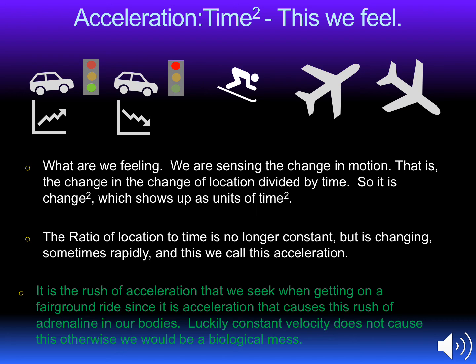So clearly our bodies are conditioned to not detect constant velocity. It's only when the ratio of distance in space and duration in time changes that our body reacts to it. And luckily, this constant velocity does not cause rushes of adrenaline. Otherwise, we'd be a biological mess, because we would then react to the spinning of the Earth around its axis, the Earth around the Sun, and our solar system around the Milky Way galaxy.